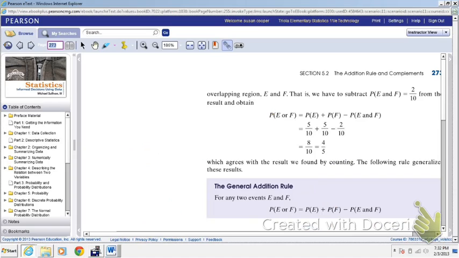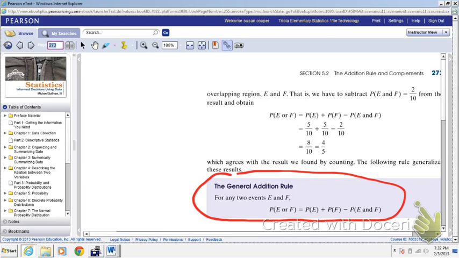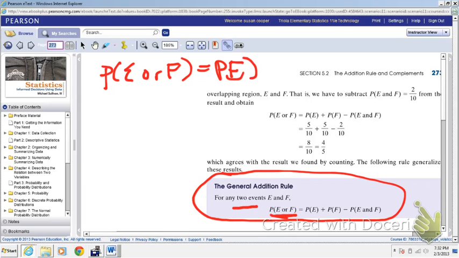Okay, and somehow I accidentally skipped over this blue box, which is very important. The general addition rule, and that answers that question that we were talking about a moment ago. What if you don't have mutually exclusive events? It says for any two events, E and F, the probability of E or F is equal to the probability of E plus the probability of F minus the intersection, minus the probability of E and F.